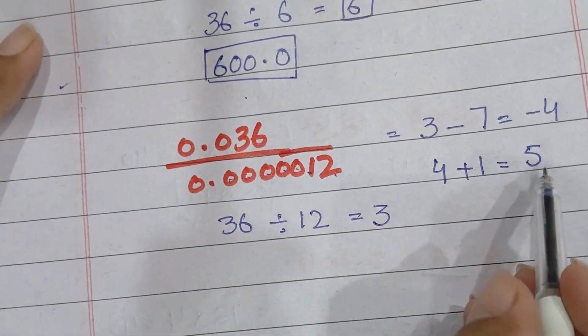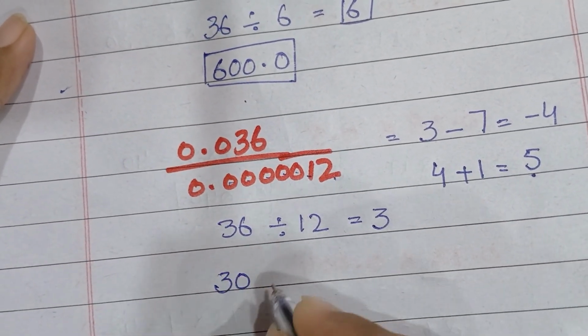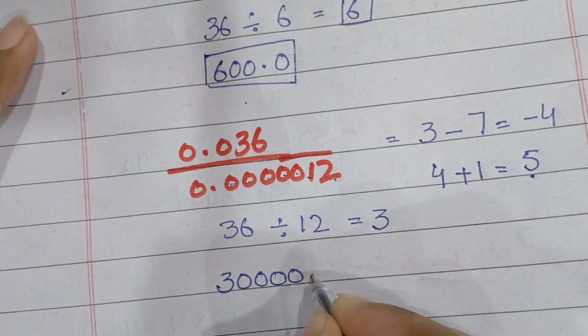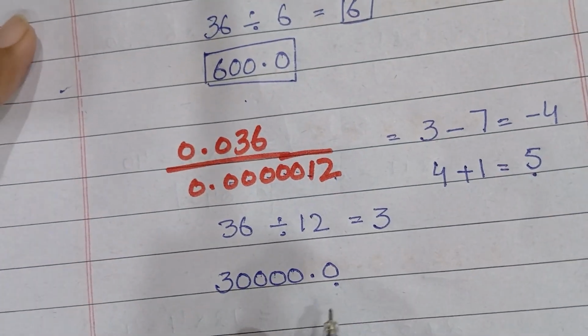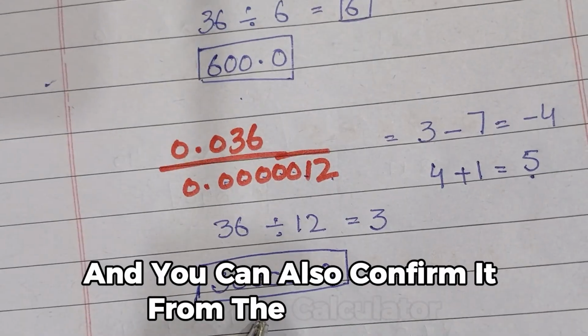Our final answer contains 5 digits at the left side of the decimal: 1, 2, 3, 4, 5. You can write the decimal or you can remove it. This is our final answer, and you can also confirm it from the calculator.